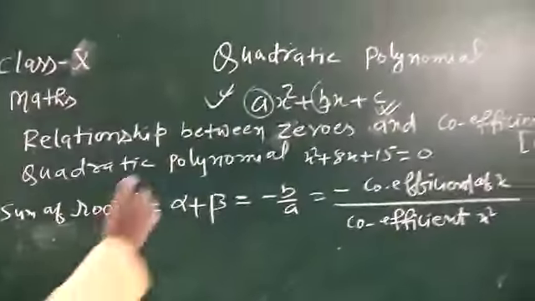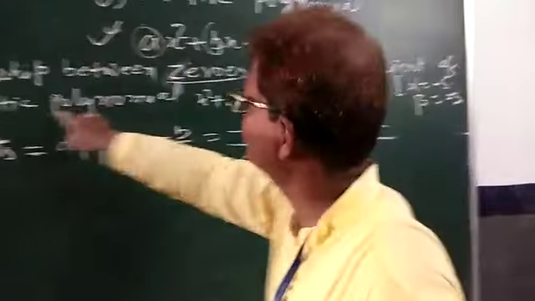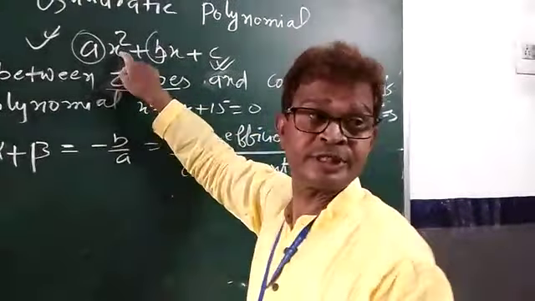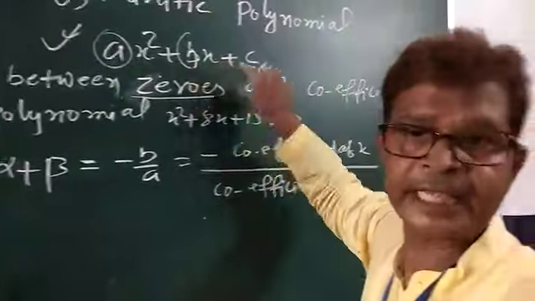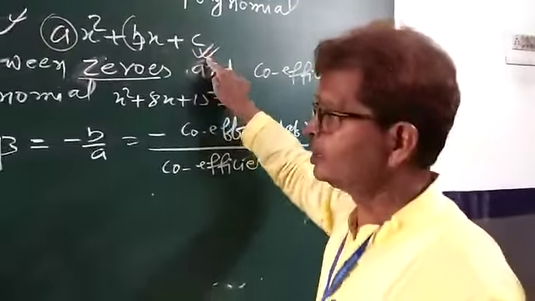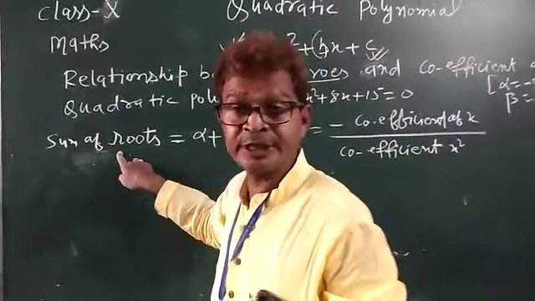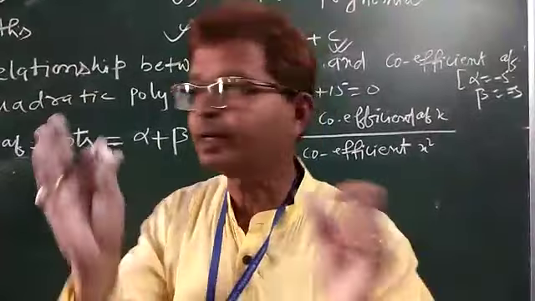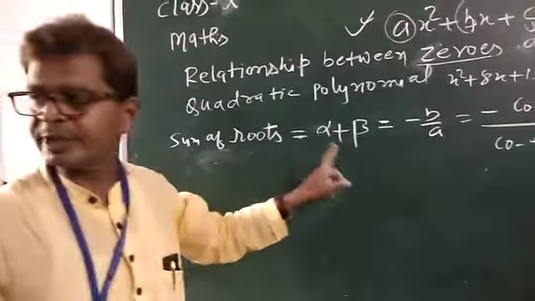Students, now we are going to look at the relationship between the zeros and the coefficients of the quadratic polynomial. As you have studied, the coefficient of x square is a, the coefficient of x is b, and c is the constant term. See the first relation, the sum of the roots. The sum of the zeros, or the sum of the values of x, is given by alpha plus beta.